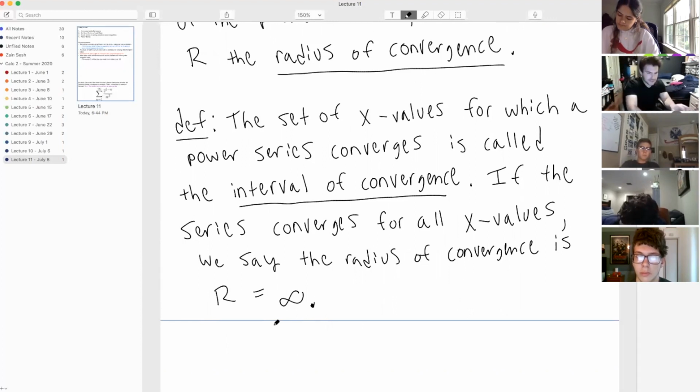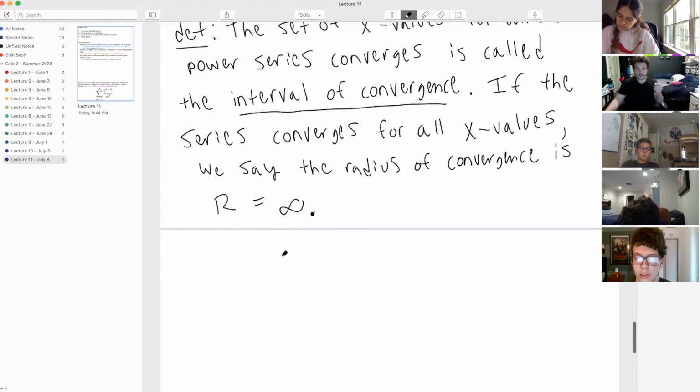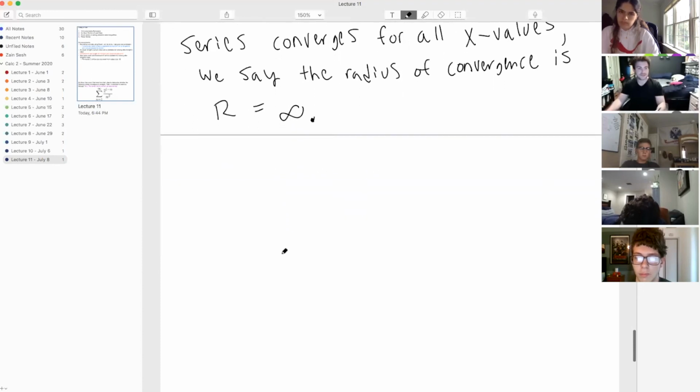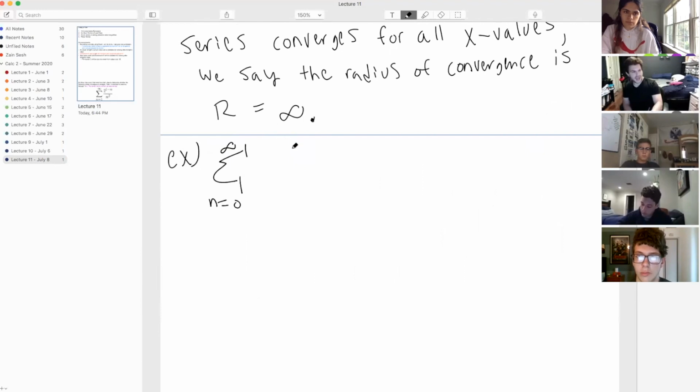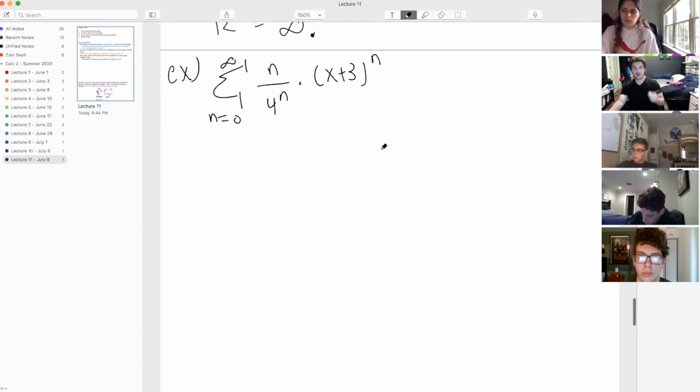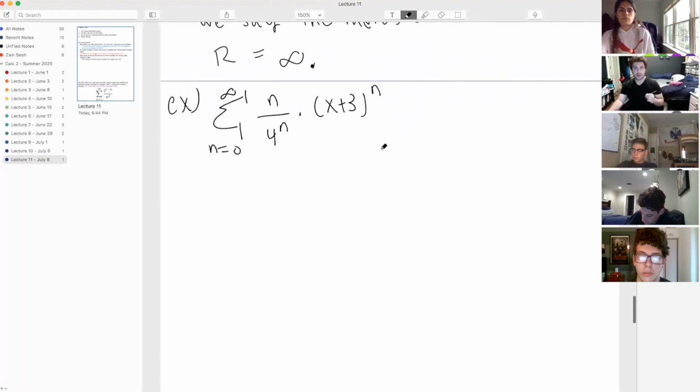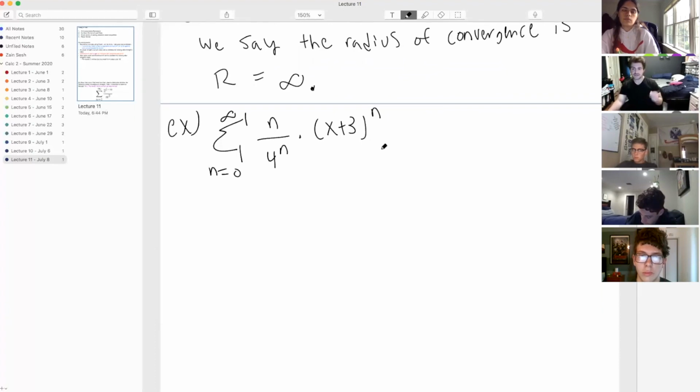Okay, so let me jump to an example. Finally, we're going to get to some examples. So the first one we'll consider will be the sum from n equals 0 to infinity of n over 4 to the nth power multiplied by (x plus 3) to the nth power. All right, so how in the world do we go about seeing which x values make this thing converge?